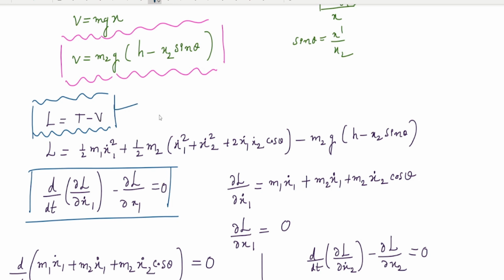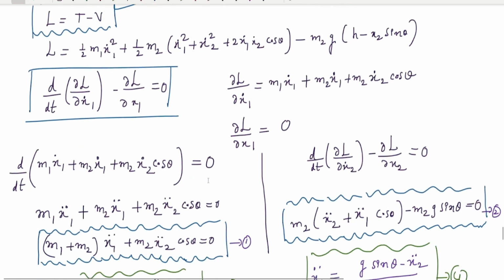Okay, so for this type of complicated system we need to describe two generalized coordinates. One is x1, another one is x2. Therefore we need to find the velocity of m1 with respect to O and the velocity of the second particle. Okay, so this is all about the inclined plane.